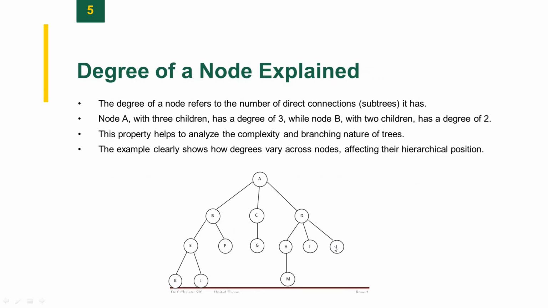Degree of a node. The degree of a node refers to the number of direct connections it has. Node A has 3 children, so it has a degree of 3. Node B has 2 children, so it has a degree of 2. In the same way, node D has 3 children, so the degree of node D is 3. This property helps to analyze the complexity and branching nature of trees. This example clearly shows how degrees vary across nodes, affecting their hierarchical position.